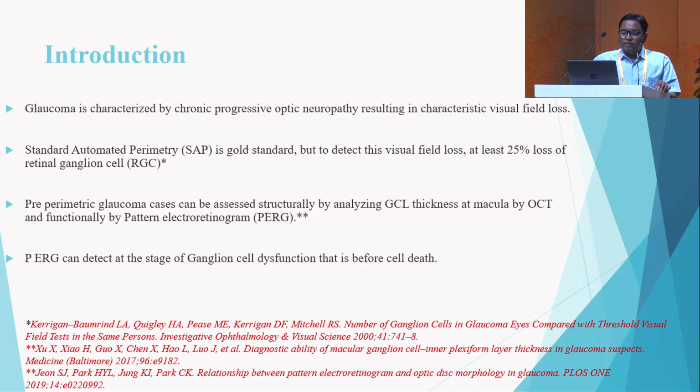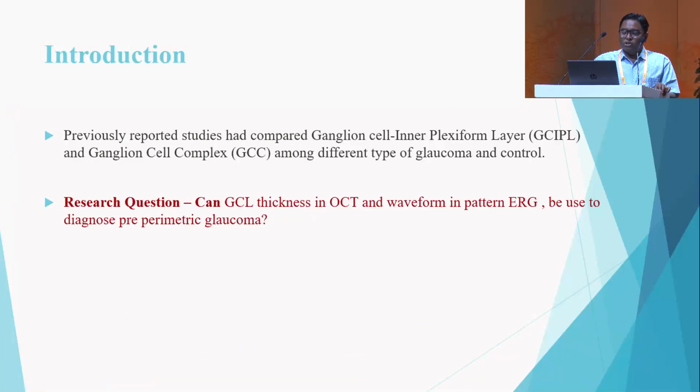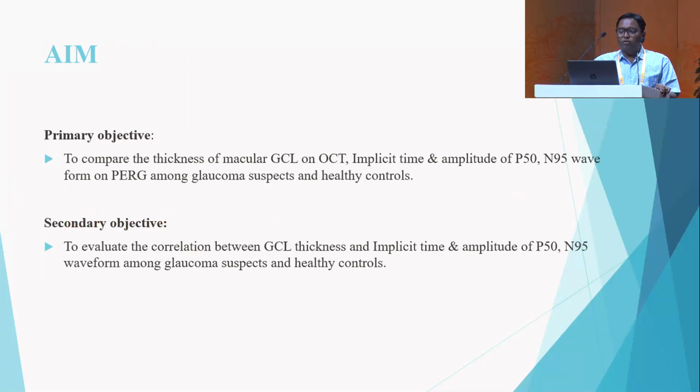Regarding the pattern ERG, it has been reported that it can detect the defect at the stage of ganglion cell dysfunction, that is before cell death. So our research question was: can GCL thickness in OCT and waveform in pattern ERG be used to diagnose pre-perimetry glaucoma? Our primary objective was to compare the GCL thickness on OCT and the implicit time and amplitude of the P50 and N95 waves on pattern ERG among the glaucoma suspect and control groups.